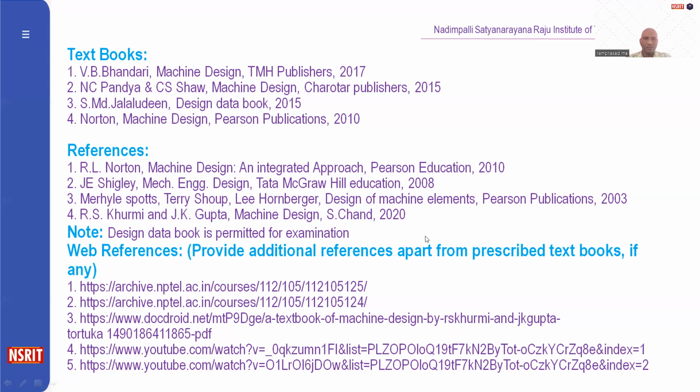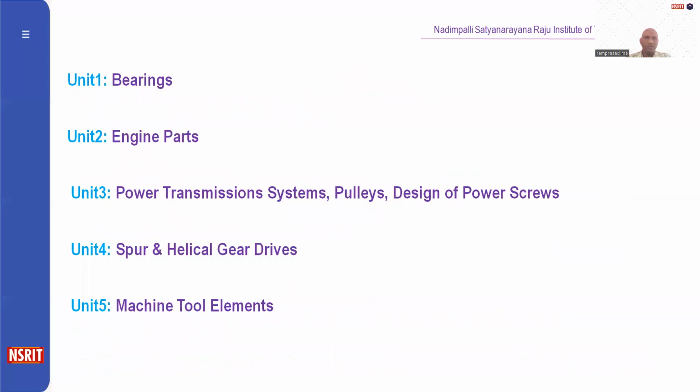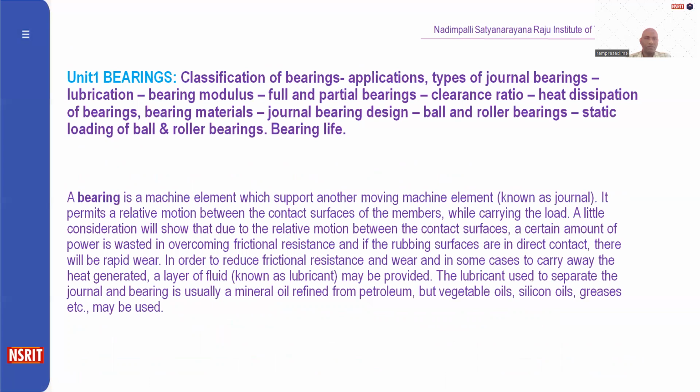Next, these are the 5 units. Unit 1 is the bearing, second one is engine parts, third one is the power transmission of pulleys and design of power screws, fourth unit is the spur and helical gear drives, and fifth one is the machine tool elements. Unit 1 is bearing.